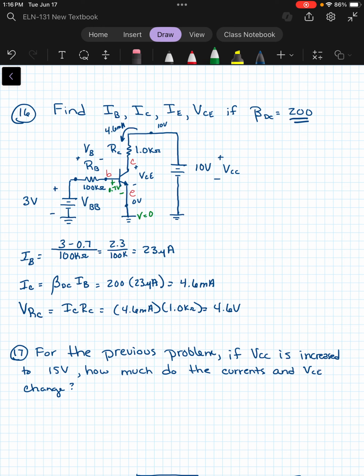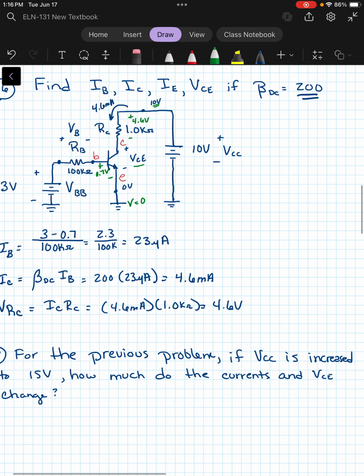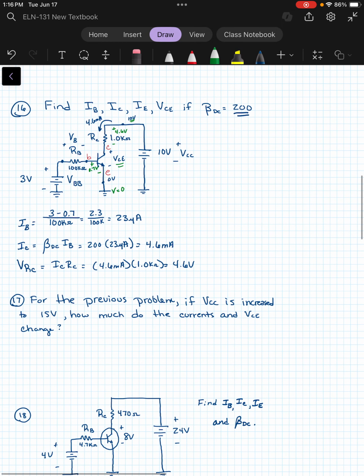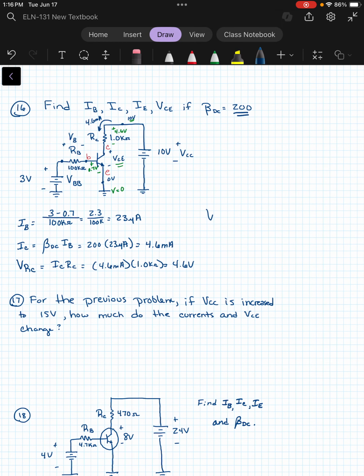Okay, so let me make that a different color so we can see it. The 4.6 volts here. So if we have 10 volts here, we drop 4.6, that's actually going to give us our VCE. So let's figure out what that is. VCE would be the 10 volts minus the 4.6, which would be 5.4 volts.